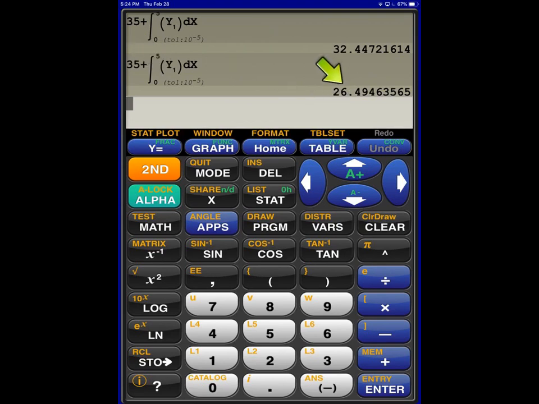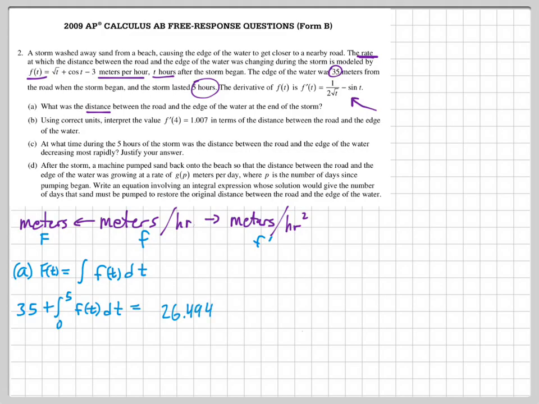And so this is the correct answer right here. And if you got this because you left your calculator in degrees, oh well, you just got that easy problem wrong. So this is the correct answer, and so I'm going to go ahead and write that down. All right, we got 2.6494 meters.